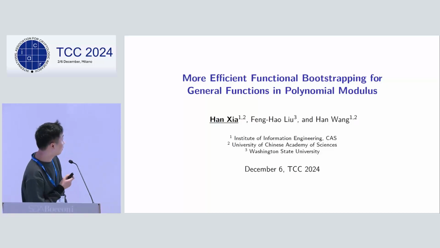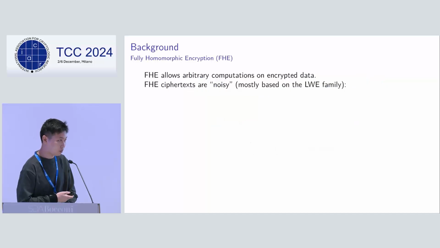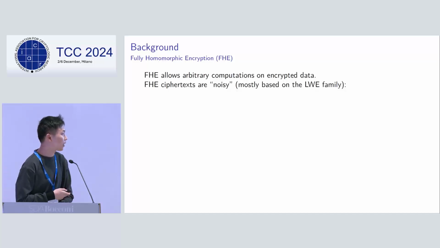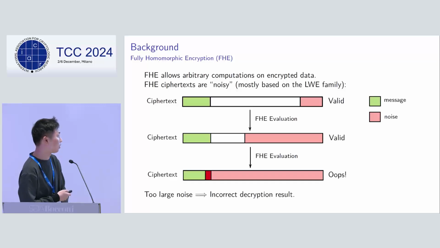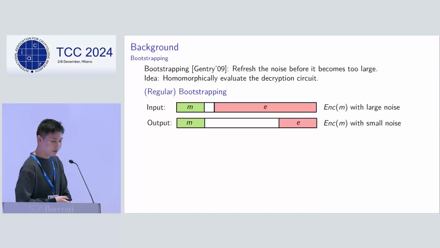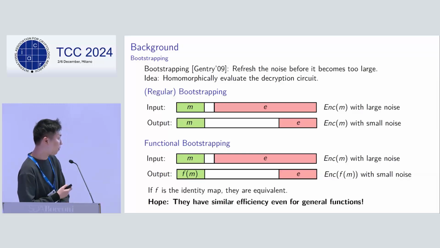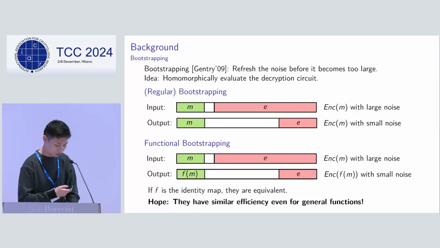I would like to first introduce some background. FHE allows arbitrary computation over encrypted data, and FHE ciphertexts are noisy. That is, as we perform FHE evaluations, the noise grows, and we cannot get the correct decryption result if the noise is too large. So we need bootstrapping, to refresh the noise before it becomes too large. There is a variant of bootstrapping called functional bootstrapping, where we not only refresh the noise, but also evaluate a function at the same time. If the function is the identity map, they are equivalent, and we may hope that they have similar efficiency even for general functions.